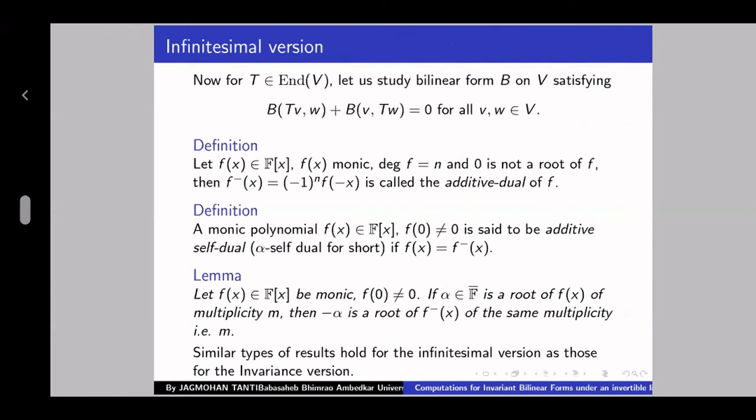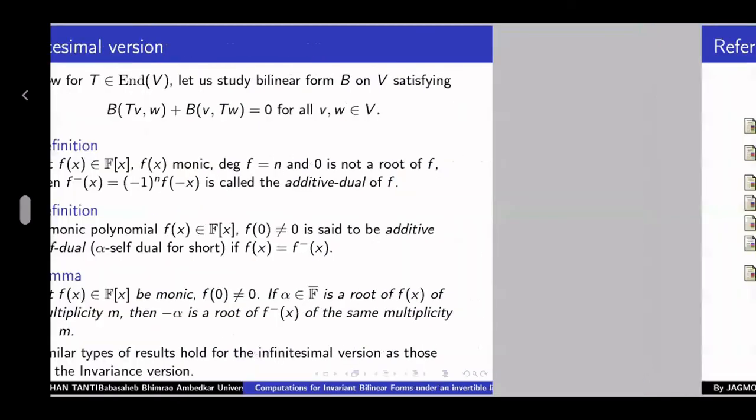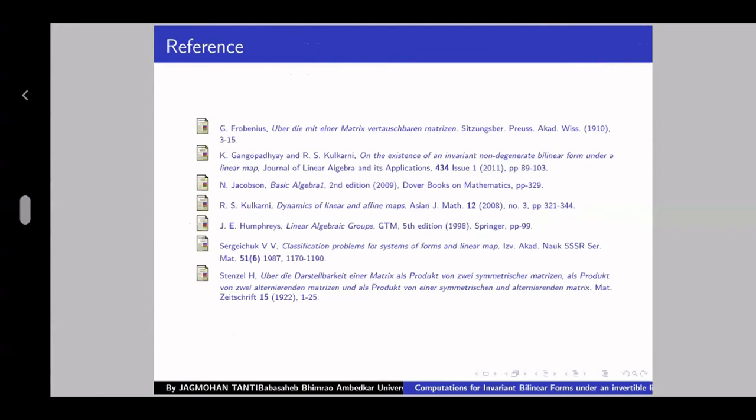Something we have written about the additive self-dual polynomials, and in the same fashion we can compute the dimension and talk about the existence of non-degenerate forms in the infinitesimal version. There are some differences.